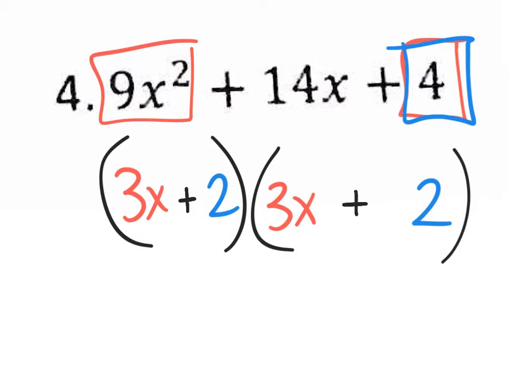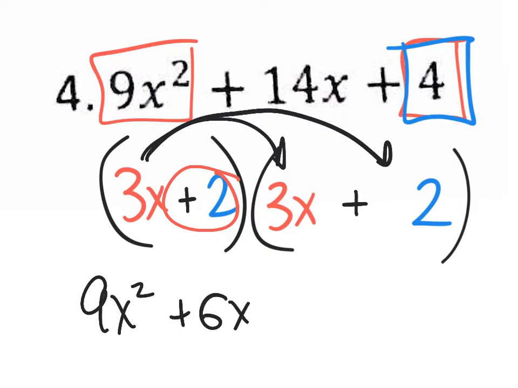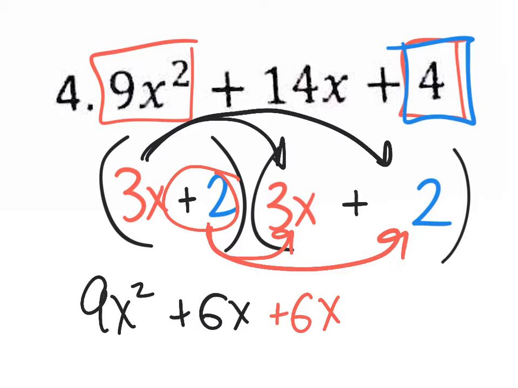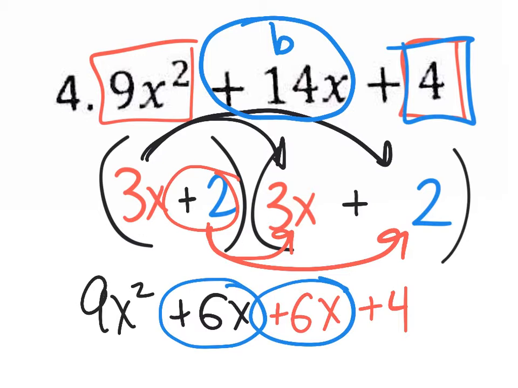Am I done? No. What do I need to do now? Double check. Now, I might be done, but I need to double check. Check this out. When I distribute 3x times 3x, I get 9x squared. When I go 3x times 2, I get a positive 6x. When I distribute the 2 times 3x, that's another positive 6x. And when I go 2 times 2, I get a positive 4. Ladies and gentlemen, what happens when I combine 6x with 6x? I get 12x. And the b value is not 12x, it's 14x.